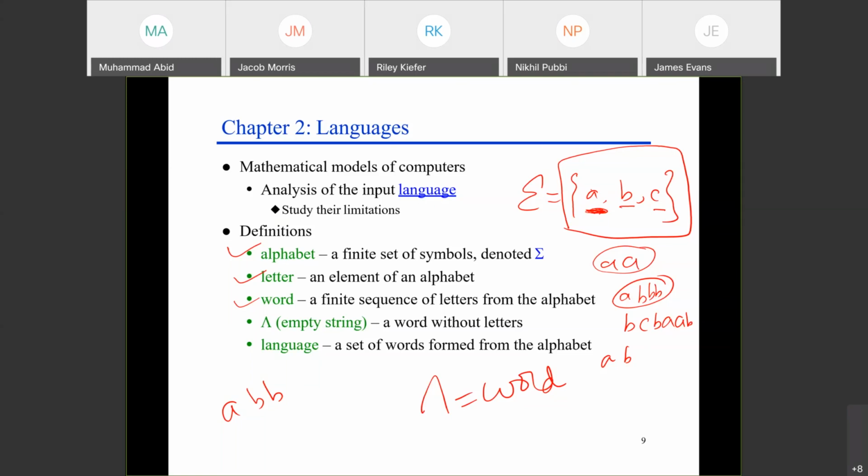Then we have a language, a set of words formed from the alphabet. So we combine all these words and we make a language here. So these are some terminologies which you need to understand: what is an alphabet, what is a letter, what is a word, what is lambda, what is a language. Okay. So any question here?